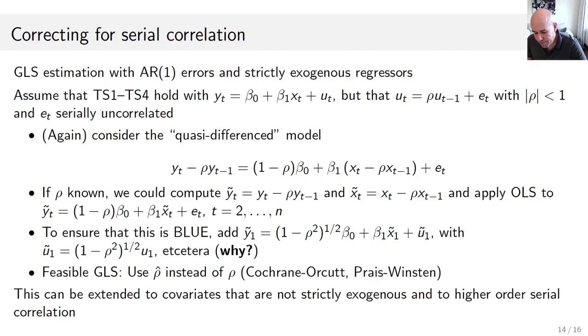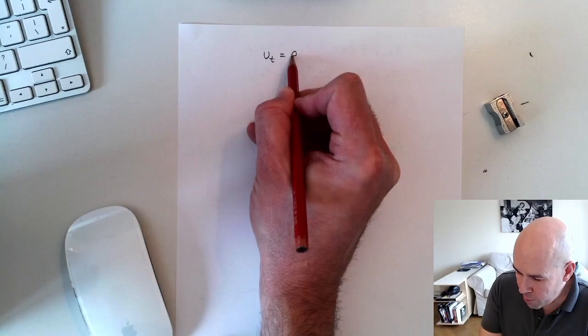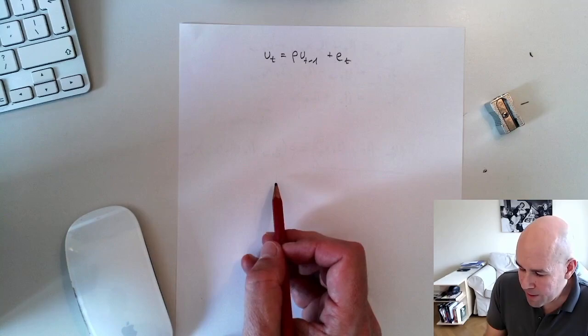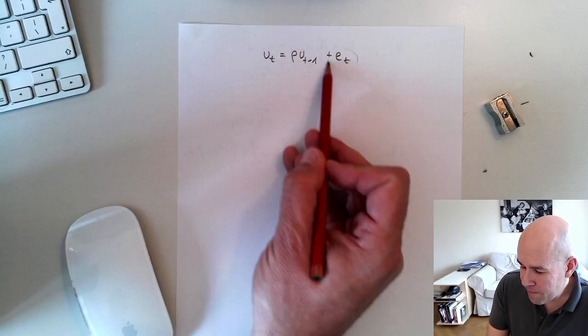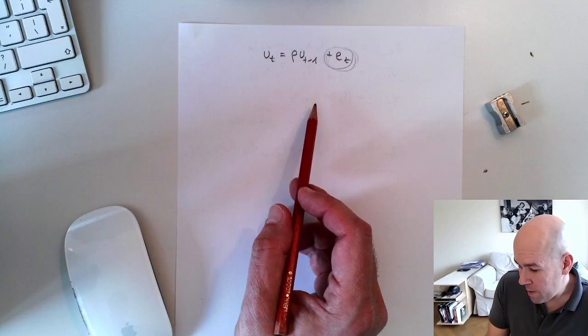How do we do that? Well, it's easiest to see it when I again write things out. The whole trouble arises because u_t is equal to rho times u_{t-1} plus e_t. So how can we go about this? This is our error term, right? If we would be able to only have e_t as our error term, then that would be great, because e_t is not correlated over time, and then we're going to be good.